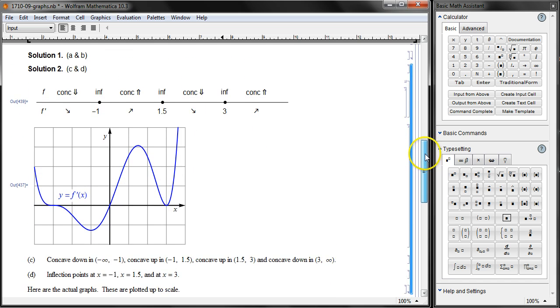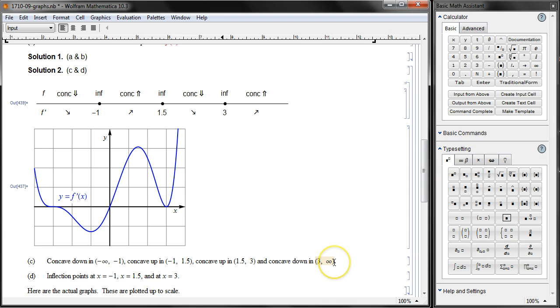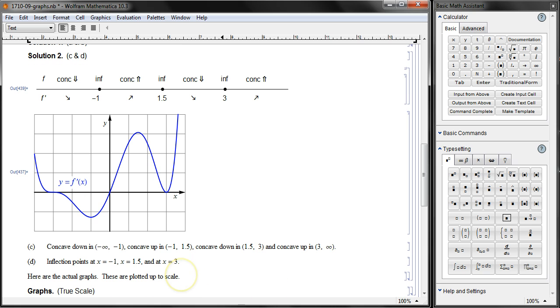If you rewrite all those in plain language, here they are. Concave down, concave up, concave down. Concave down. And this should be concave up. Okay, now everything is right. Concave down, concave up, concave down, concave up in all these intervals. And inflection points at x equals -1, 1.5, and 3.